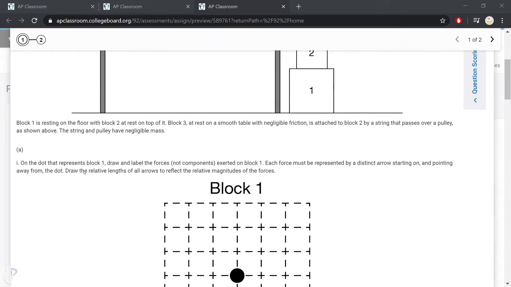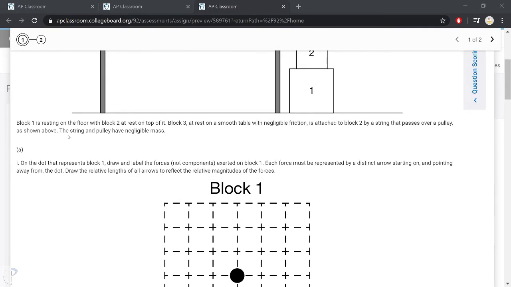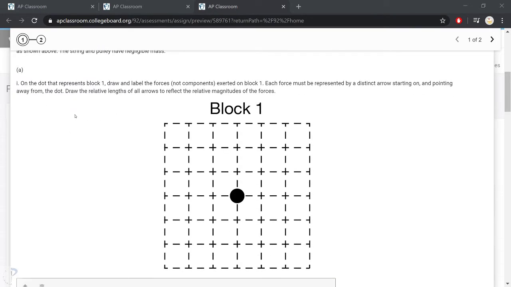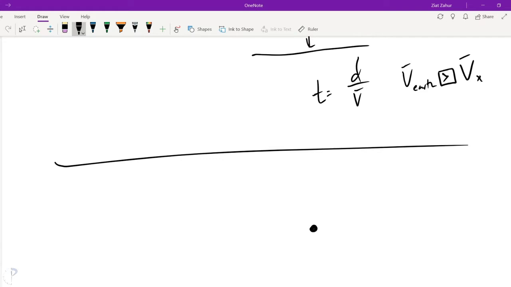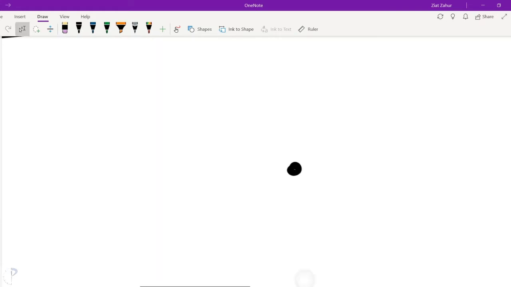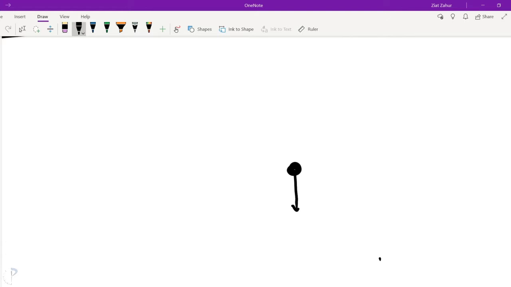All right, let's answer the questions. On the dot that represents block 1, draw and label the forces, not the components. Each force must be represented by a distinct arrow starting and pointing away from the dot. Draw relative lengths. Okay, so block 1 is on the floor, so we have to do a free body diagram. This FBD is drawn from the center of mass. Since we know it's not rotating, they're just having you draw all the forces from the center of mass. If it was rotating, you would want to draw the forces where they are applied on the body. So of course we have m1g down, or you can also call it F1G, or FG1 I should say.